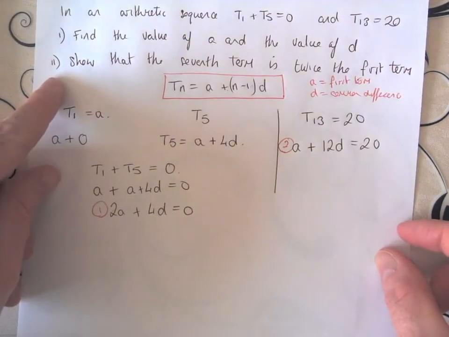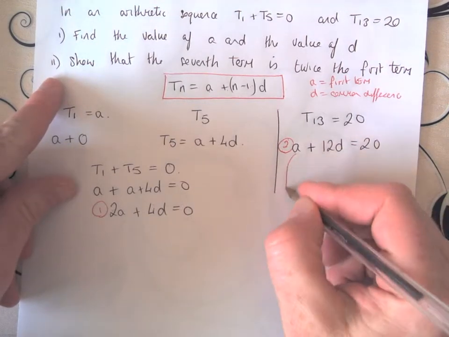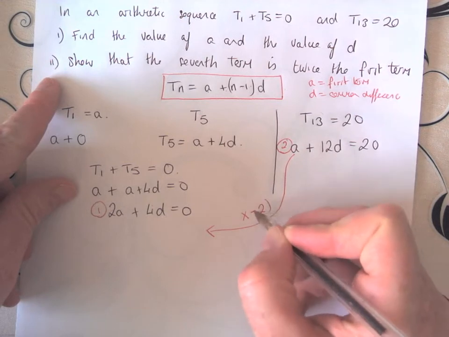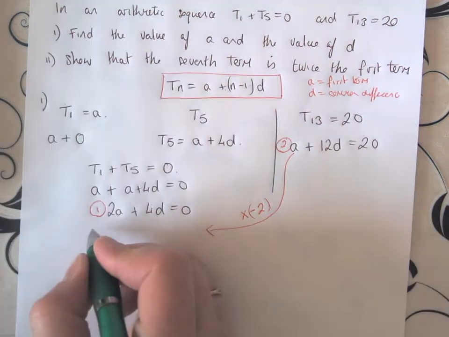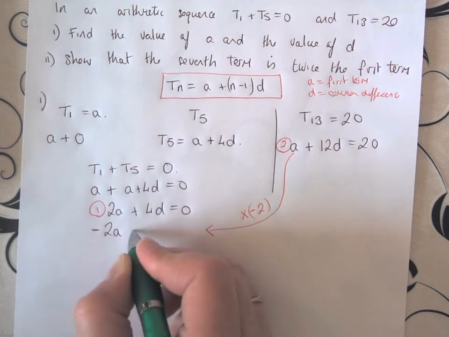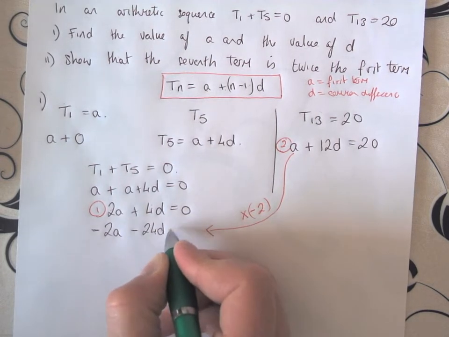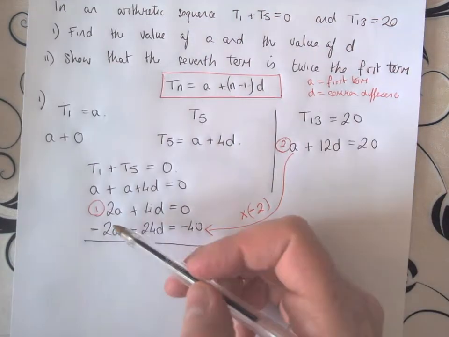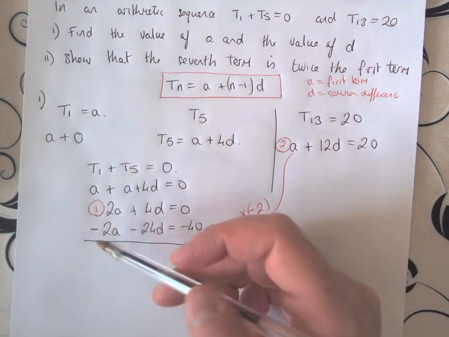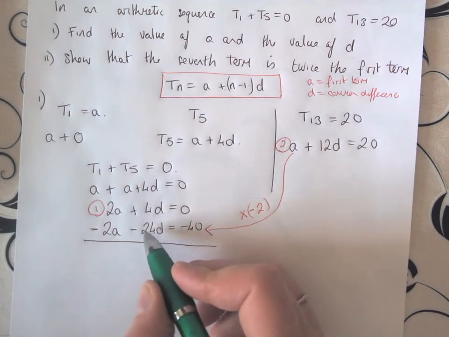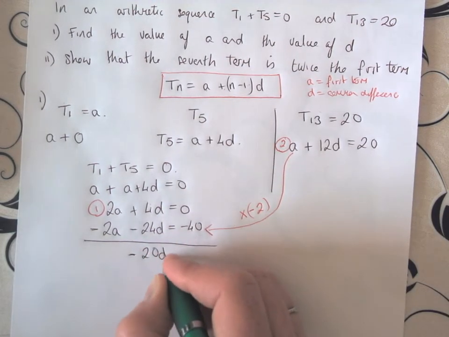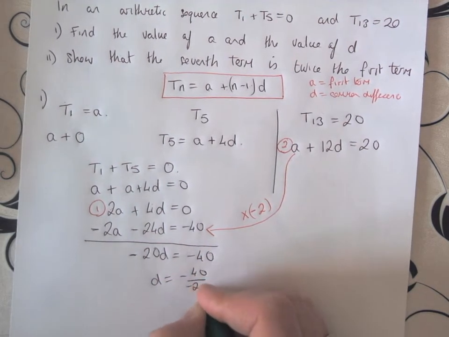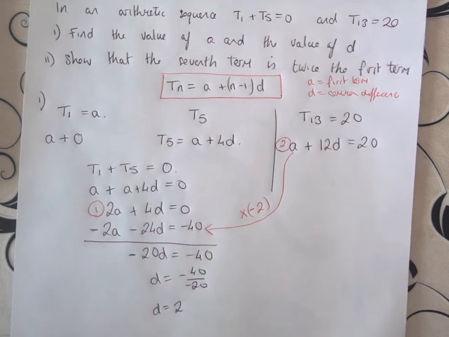and we can make that happen. Okay, so what I'm going to do is bring this down here and I'm going to multiply it by minus 2. So everything gets multiplied by minus 2. So then this becomes minus 2a minus 24d equals minus 40. Okay, and the reason I do that is so that the a's will go away, because we can only solve one thing at a time. Okay, so I have 4d and I'm taking 24d, so I'm left with minus 20d is equal to minus 40. So d equals minus 40 over minus 20. So d is 2.